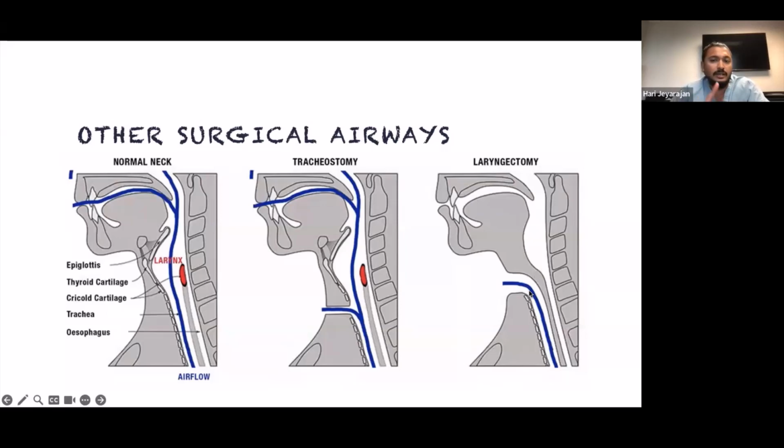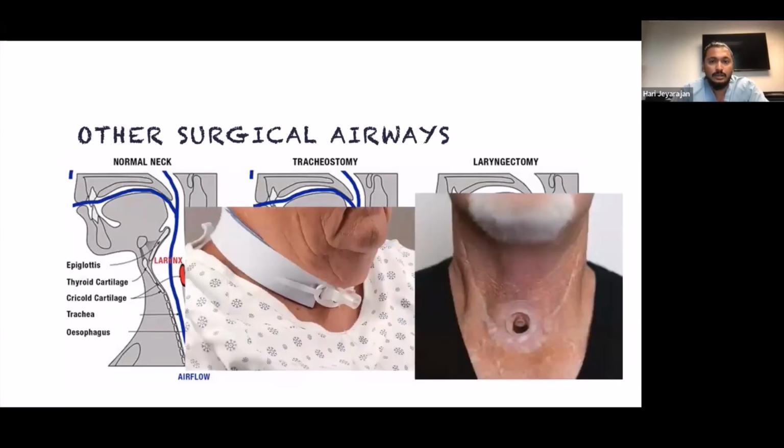This says two things. Putting an oxygen mask on this person is not going to improve their oxygenation if you put it around their mouth. And if you try and intubate from above, you're just going to go straight into the esophagus. And this is how they look in real life. So this is a laryngectomy, and this is a tracheostomy.